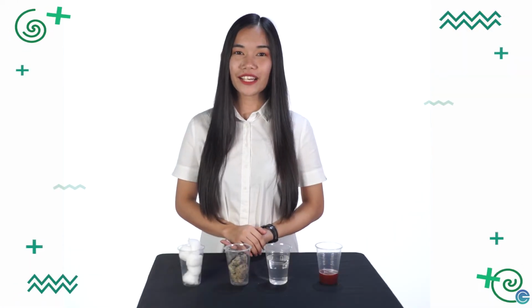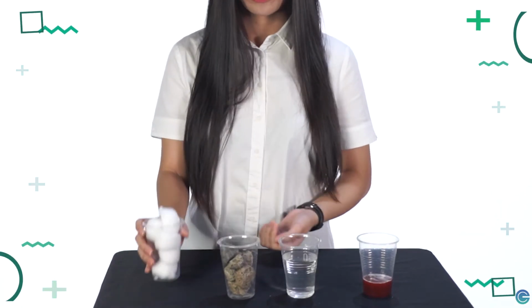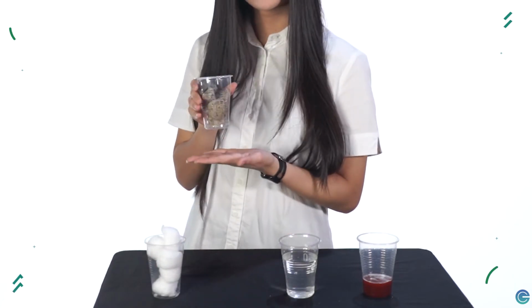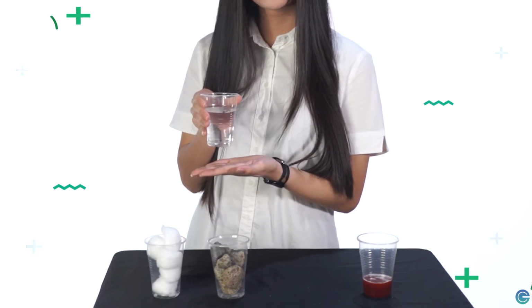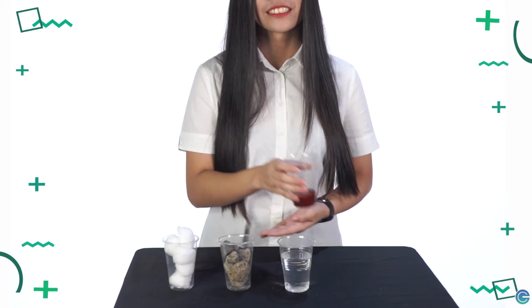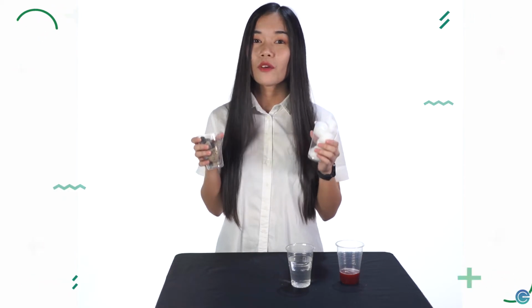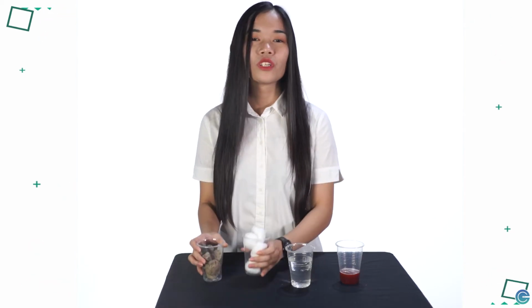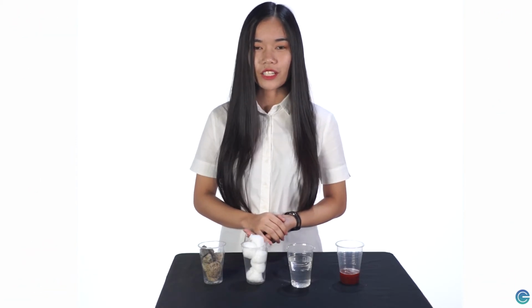I have here some guide questions. What have you noticed about the shape of the objects? Look at the cups with stones and cotton balls. Which cup is heavy? Which cup is light? Did you find it easy to pour the water? How about pouring the ketchup?